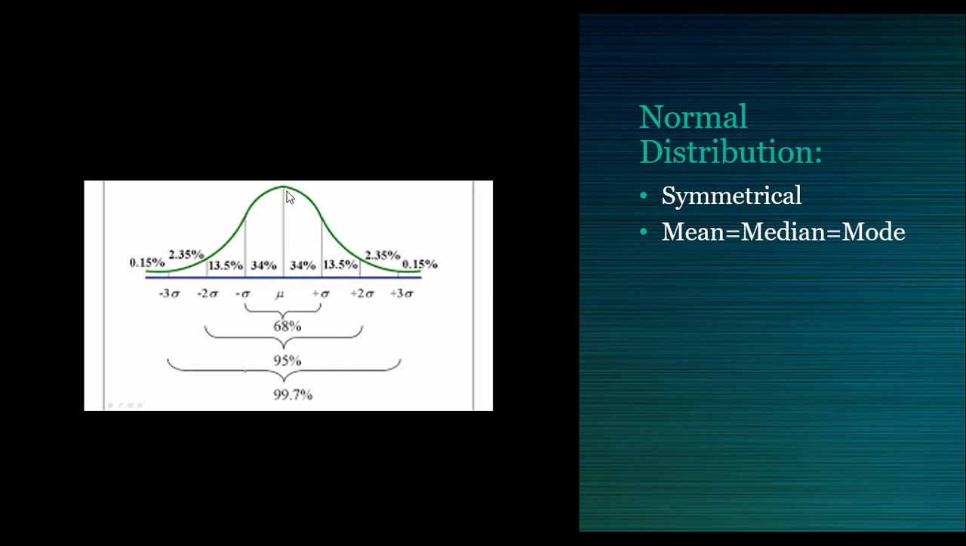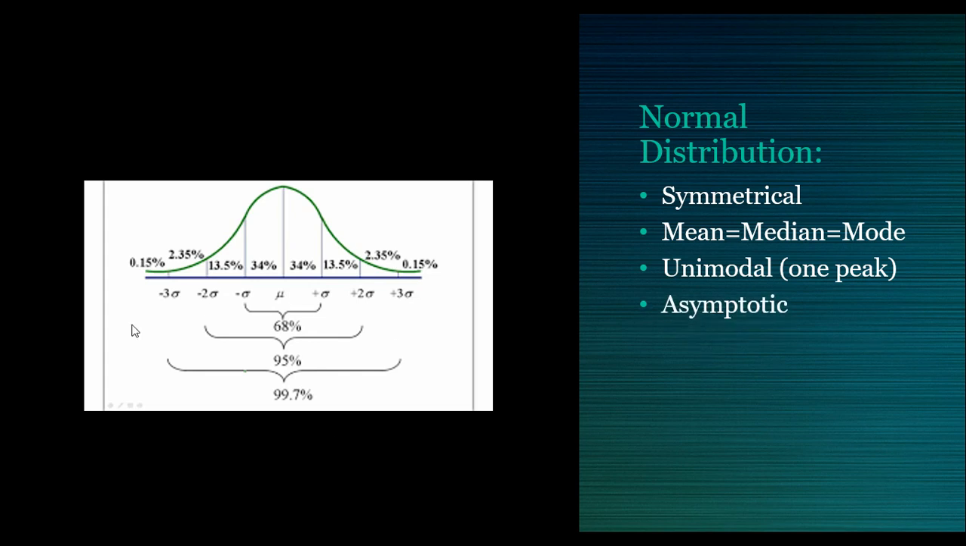The mean will always be the highest peak. It will always be equal to the median and always be equal to the mode as long as you're working with a normal distribution. It is unimodal. There's not more than one peak. There's one ultimate high peak, and that is it, giving us our beautiful bell shape.